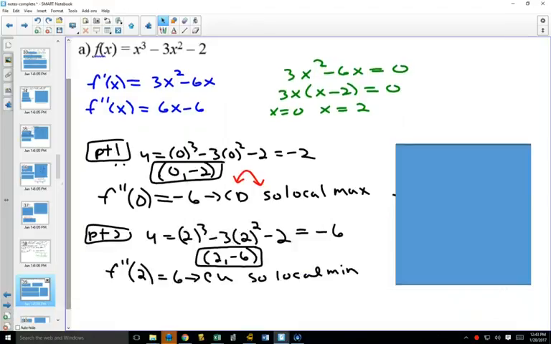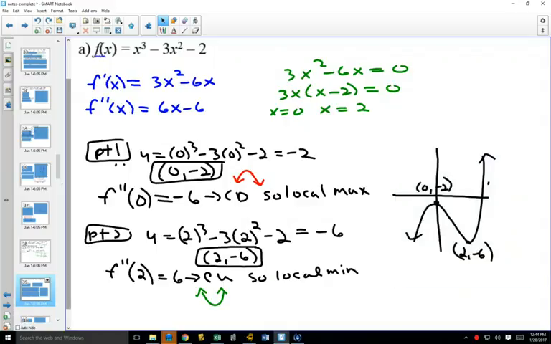Point number 2, find out what the actual coordinates are on your graph. When you plug 2 into your second derivative, it's equal to +6, meaning that it's concave up, so it has to be a local minimum. Here's a little sketch of what that graph looks like.